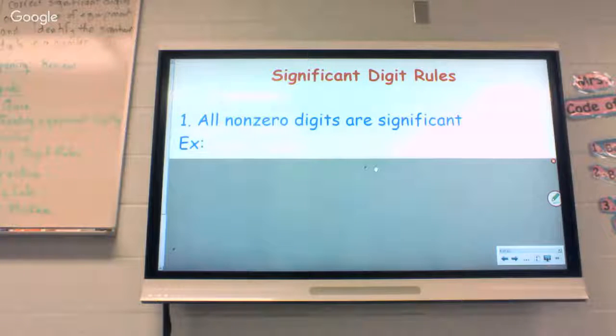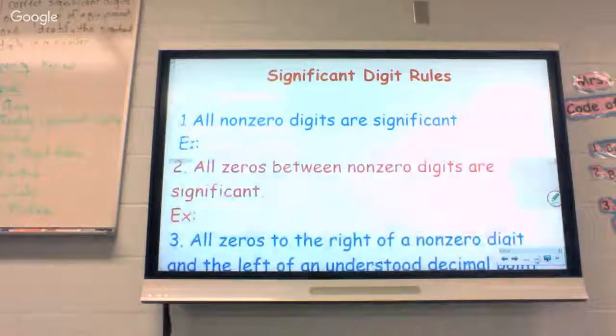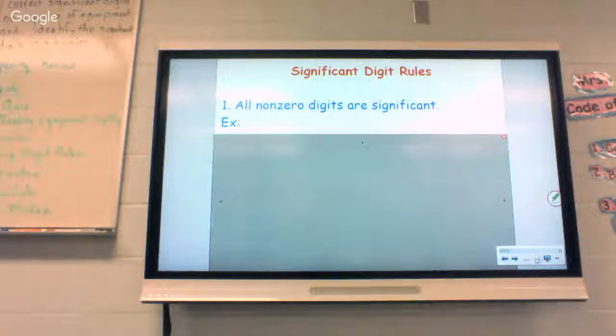Number 1. All non-zero digits are significant. Now, what do I mean by non-zero digits? So give me an example. Okay, so you mean any number, give me a simpler example. 9, 1. Yes, that's what I'm looking for. Any number 1 through 9. So all non-zero digits are any numbers between 1 and 9.